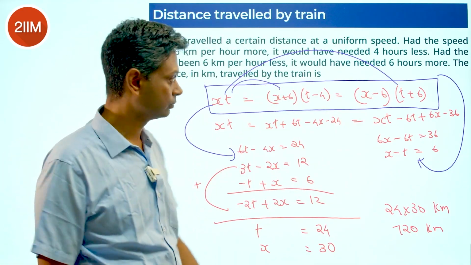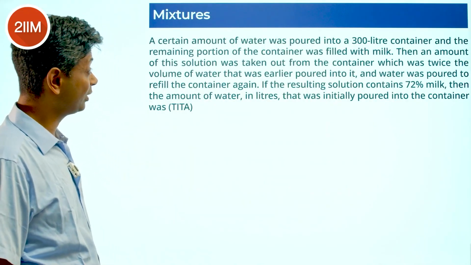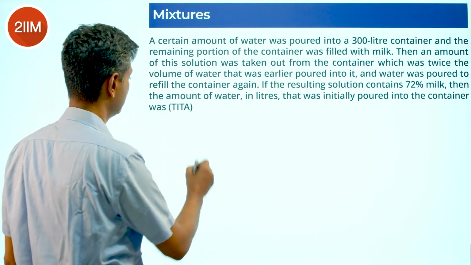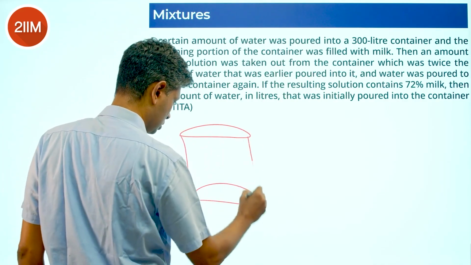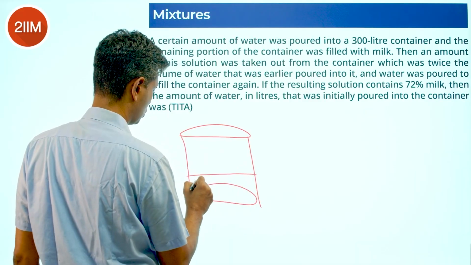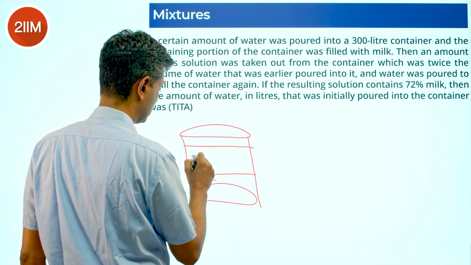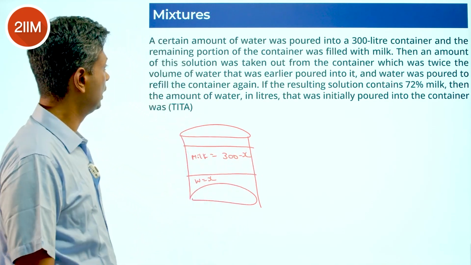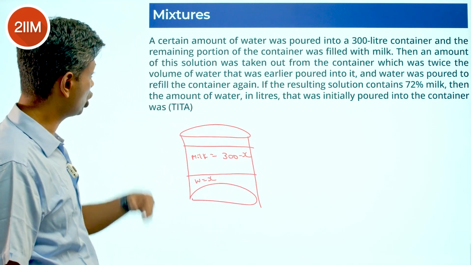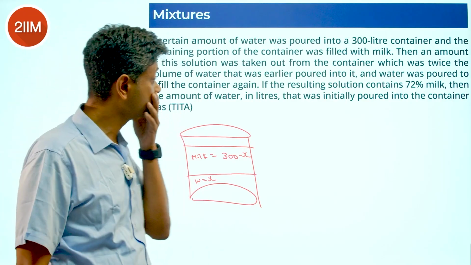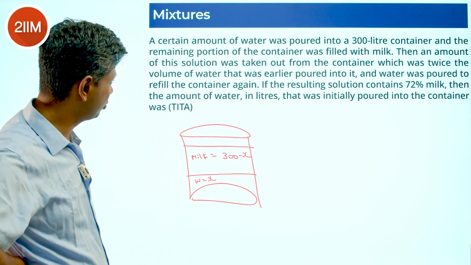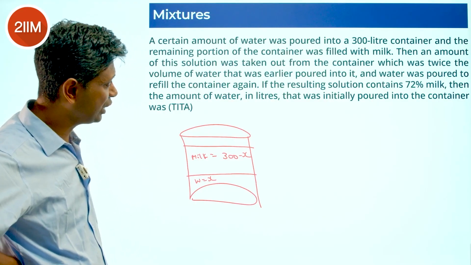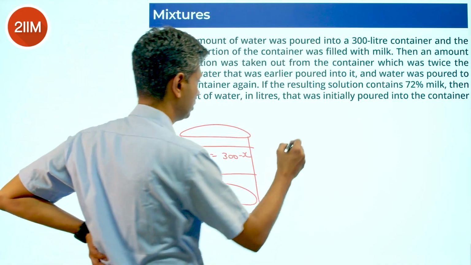We're done through. A certain amount of water was poured into a 300-liter container, and the remaining portion of the container was filled with milk. So milk and water. So water is equal to x, milk is 300 minus x. Then an amount of the solution was taken out from the container, which was twice the volume was earlier poured into it, and the water was poured to refill the container again. The resulting solution contains 72% milk. So what are we doing here?